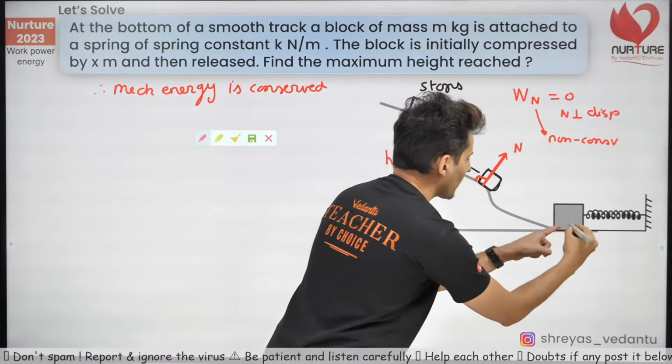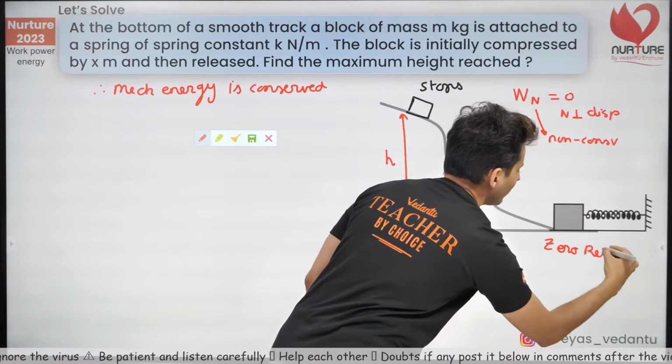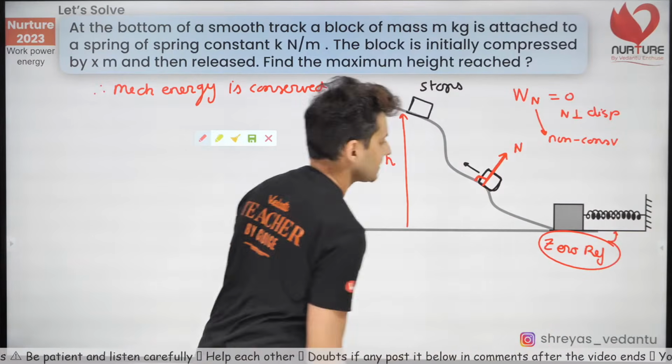So finally, it goes and stops over here at some height. Let's assume over here, initially, this is the 0 reference. Let's just assume this as 0 reference.